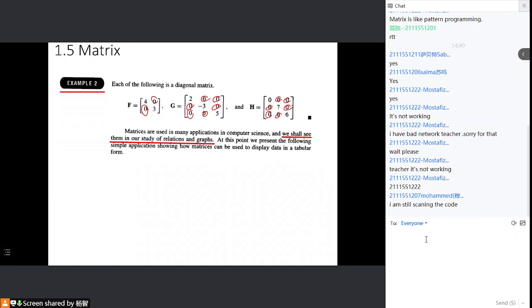And matrices are used in many applications in computer science. We shall see them in our study of relations and graphs. Okay? Relations is the chapter we will learn next time. So it means the matrix will be used in this chapter, so everyone should be familiar with the matrix.